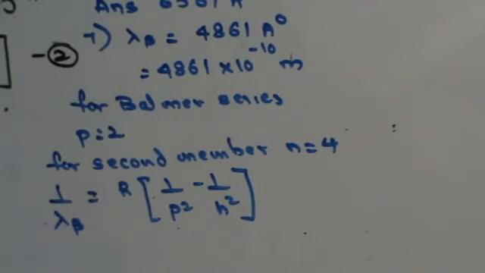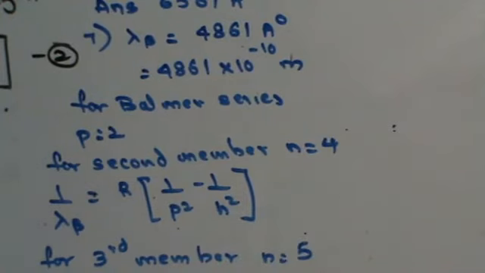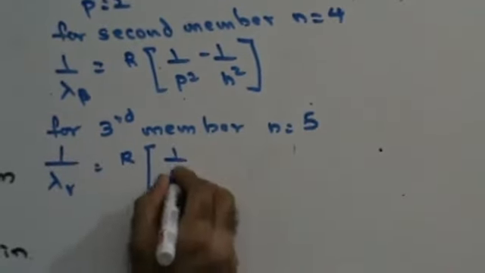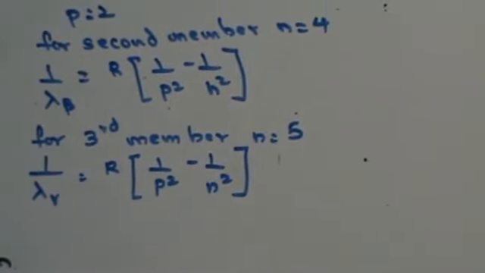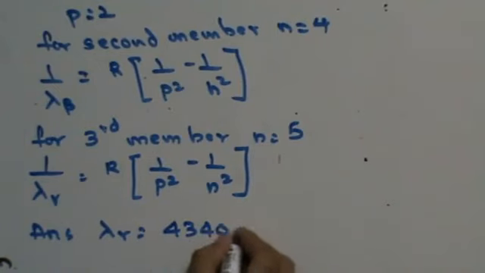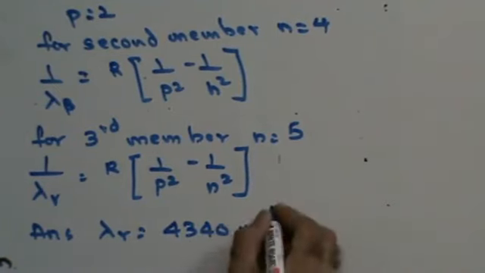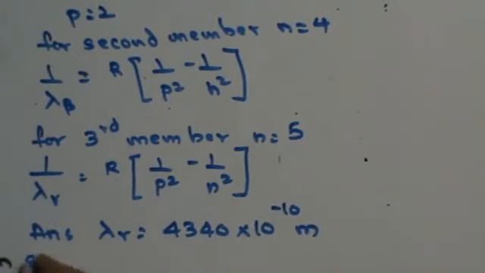Now they've asked you to find out the value of the third member. Right? For third member, n will be equal to 5. So I can say 1 upon lambda gamma is R times 1 upon p square minus 1 upon n square. Right? So you will get your value of lambda gamma. Answer for this sum should be lambda gamma is 4340 into 10 raised to minus 10 meters. Next, take on next sum.